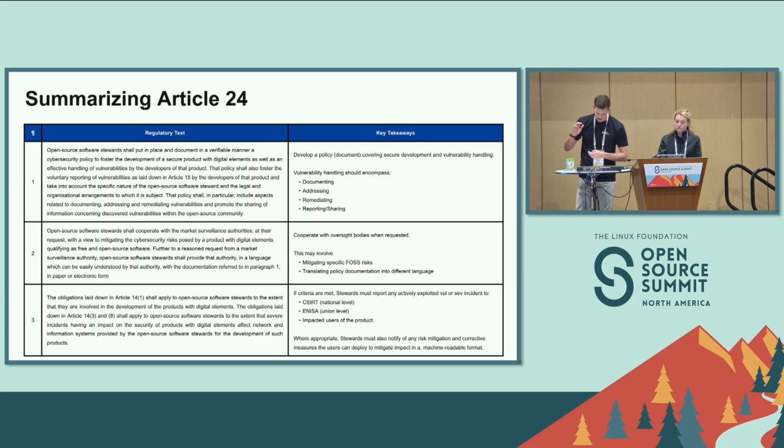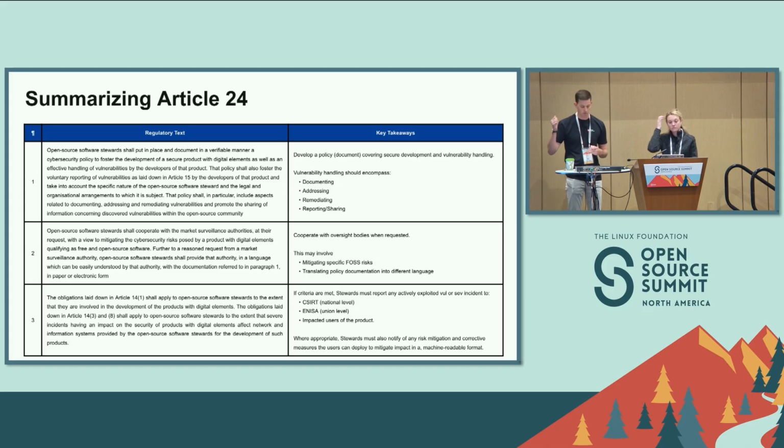And again, I have to reiterate, I am not a public policy professional or a lawyer, so take this with a grain of salt, but I did want to use my audit and risk background to help translate these requirements into much simpler language for you. So I did my best to put these into layman's terms and outline what these 3 paragraphs in the CRA, in Article 24 specifically, say that you must do as an open source steward.